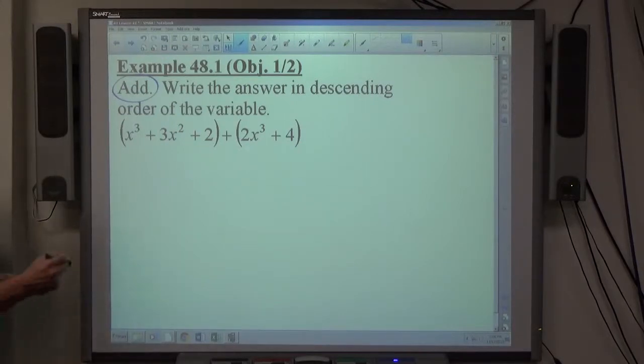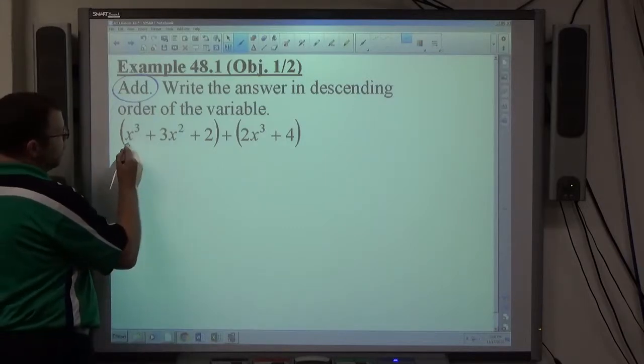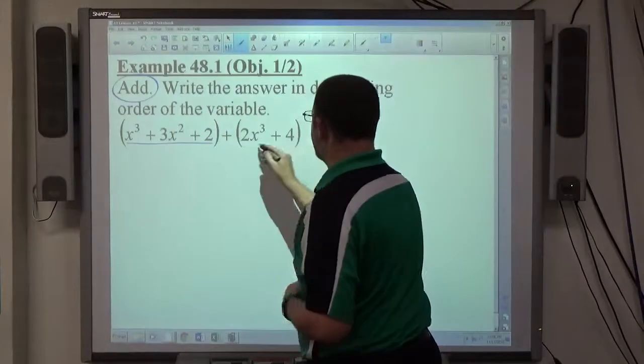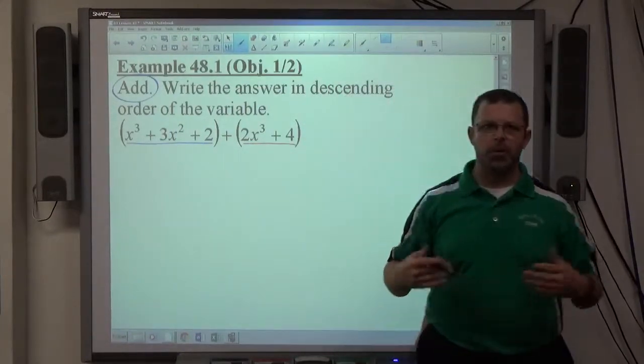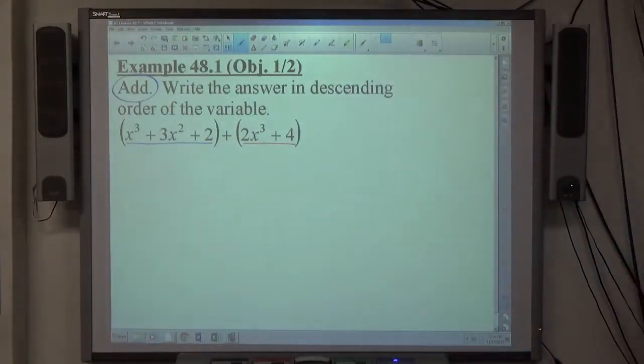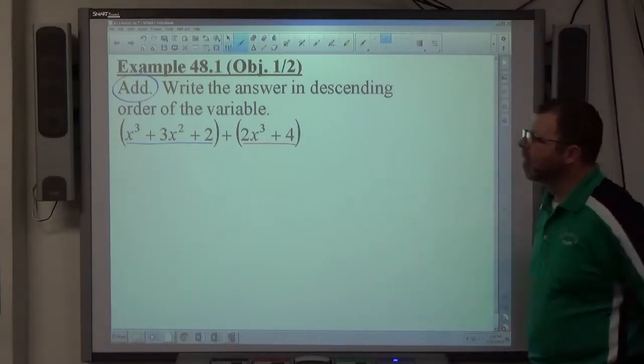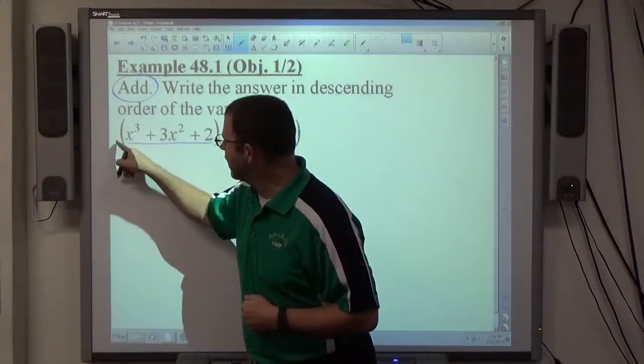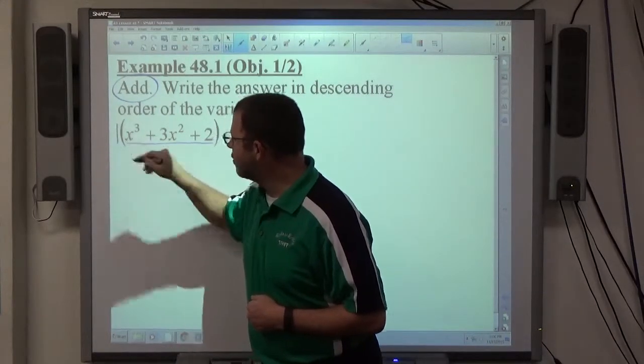okay, you add or subtract based on what you're looking at. Now what you're noticing here is we have x cubed plus 3x squared plus 2, the first polynomial, being added to 2x cubed plus 4, the second polynomial. We got parentheses around both polynomials. Those are there for effect only. They're not doing anything. In general, anytime you look at a polynomial that has parentheses, there's officially a number in front. In this case, it's a positive 1.